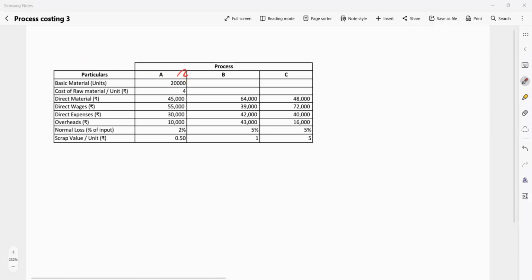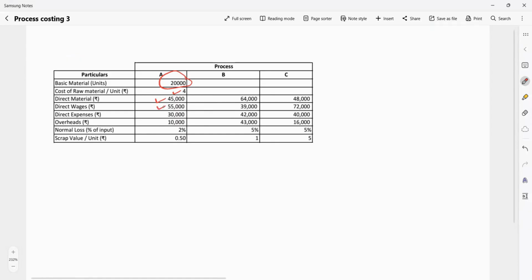Hello, this is our next question of process costing. The processes are the same: A, B, and C. Basic material input into process A is 20,000 units and cost per unit is rupees 4. Expenses are given same like process 1, 2, and 3 in the last question.